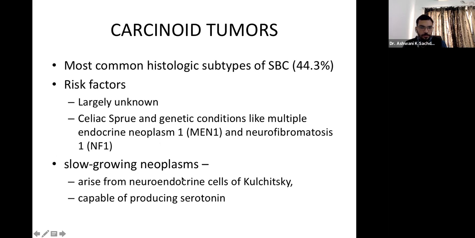They are slow growing neoplasm. They arise from the neuroendocrine cells of Kulchitsky, and they are capable of producing serotonin. So this we'll know in the later slide, that production of serotonin is associated with carcinoid syndrome.